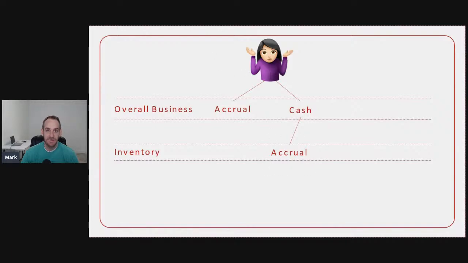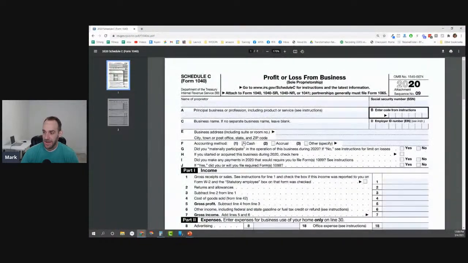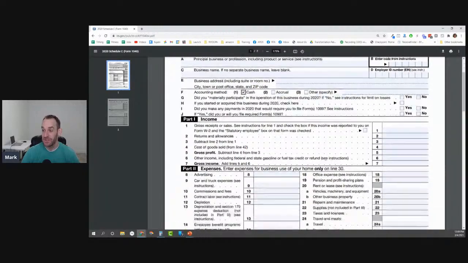And I want to show you something. So here's a tax form. Here's a Schedule C. And on here, you can see there's a box where you have to mark, are you cash or are you accrual? And remember, this is the overall method. This isn't referring to your inventory. This is the overall method. And historically, everybody would just check cash, even though with inventory, they weren't using the cash method technically. It was just built in.